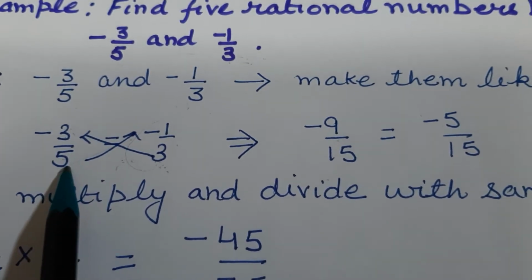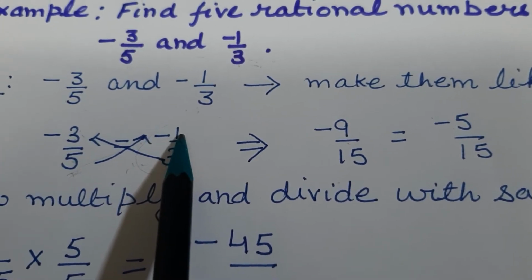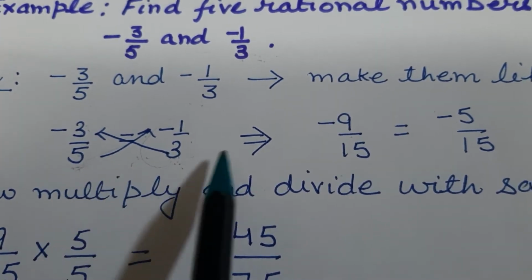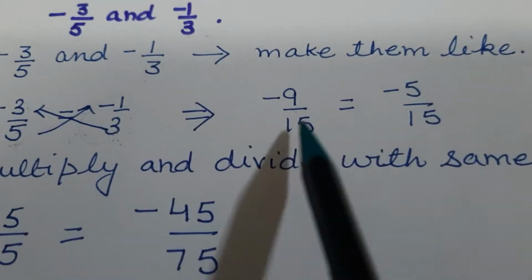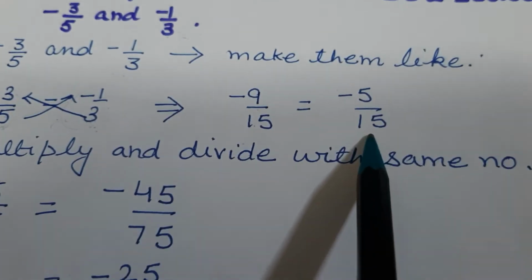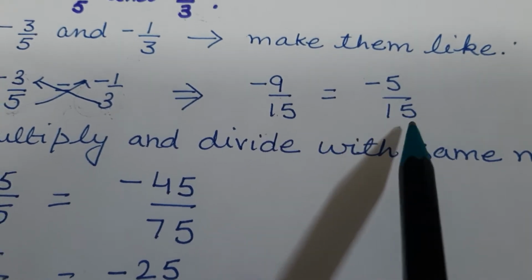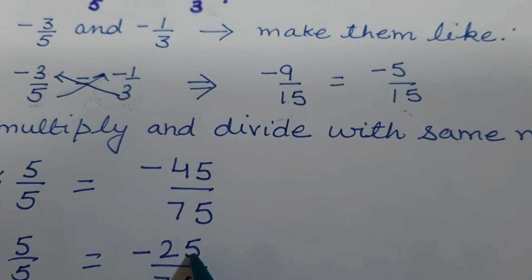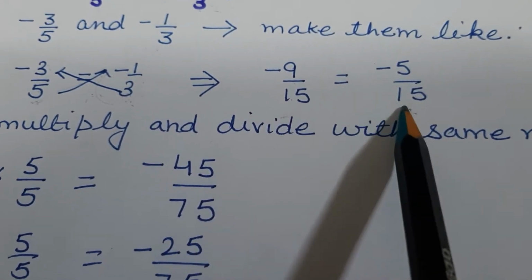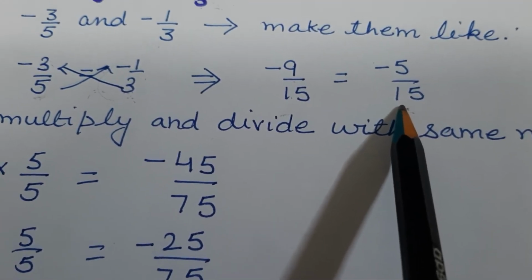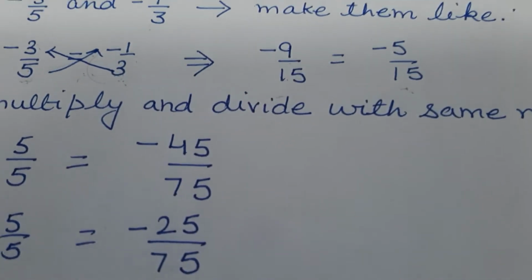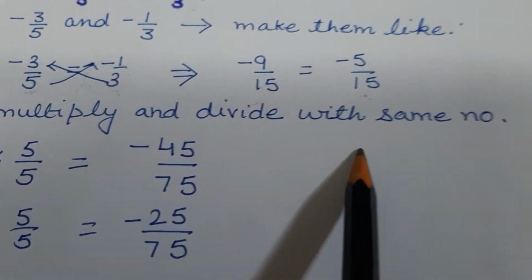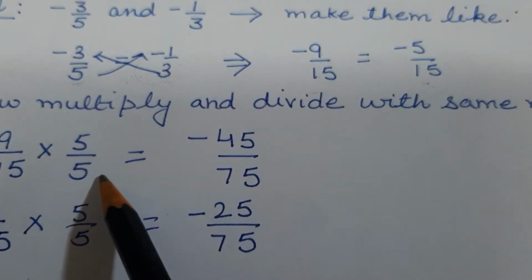Similarly, this 5 is multiplied with minus 1, that is minus 5, and 5 multiplied with 3 is 15. Now see, they are like fractions, with the same denominator. Now the steps are the same as we did before. Choose any one number with which we will multiply and divide. So I am choosing the number 5 here.